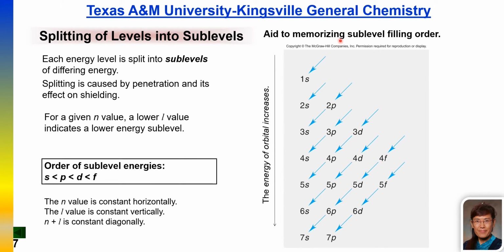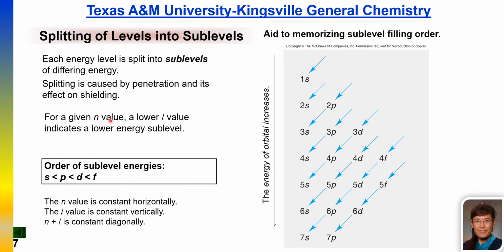This diagram shows you the subshell filling order. From top to bottom, the energy increases. From left to right, energy increases for that orbital. So the splitting of your levels into sublevels, such as for period 3, you have 3s, 3p, 3d. So you have the third period, you have 3 different orbitals. So you split it into subshells of different energy. Splitting is caused by the penetration and its effect on the shielding.